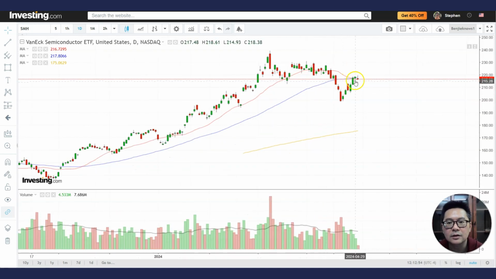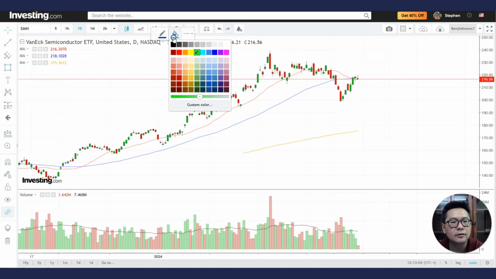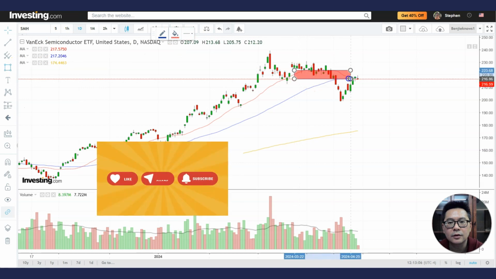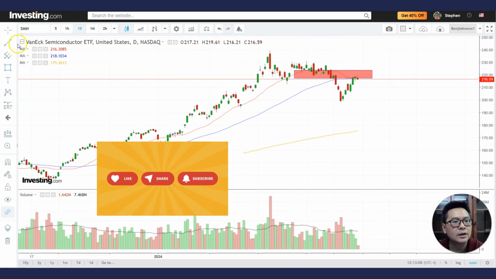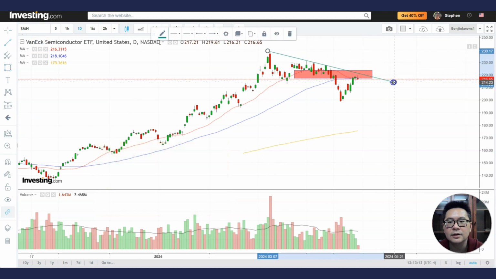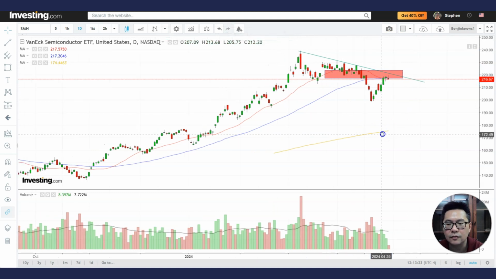The semiconductors have gone back up quite a lot, but it is still finding problems at the 50 MA, and this is also a resistance area which you need to take note of. It's not going to be easy for it, but if it can continue to trade sideways and trade back above this downtrend line, we might see a nice bullish reversal up and probably even break out higher, and that will help stocks like Nvidia and so on and so forth.